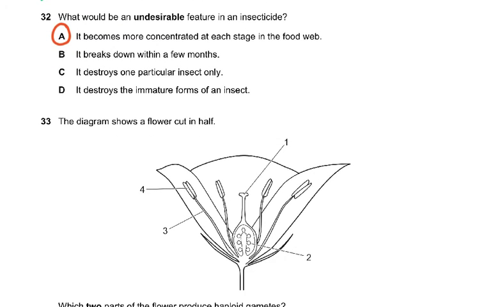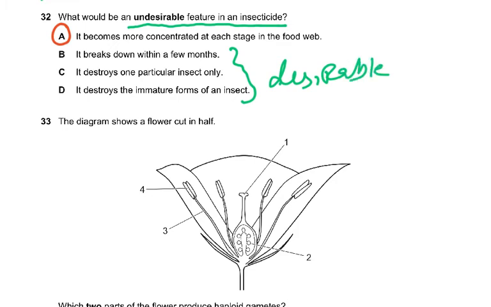Then coming on to question number 32, what would be an undesirable feature of an insecticide? You see, the other ones are all desirable. This is what you have to remember, that three of them are desirable and the other is not. So insecticides, the good thing about it is it must break down within a few months. It destroys one particular insect only, which we as a farmer feel is destroying our crops. It destroys the immature forms of an insect, which will develop into an insect later on.